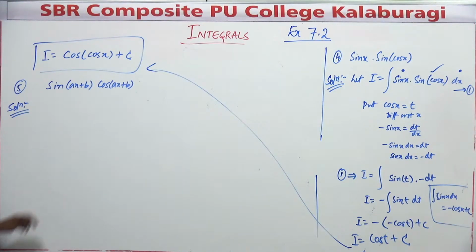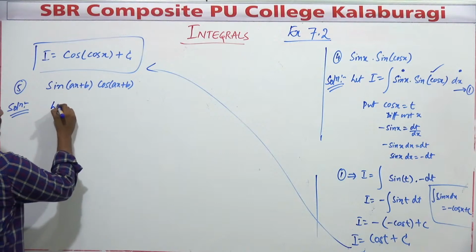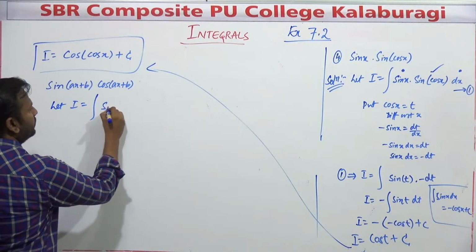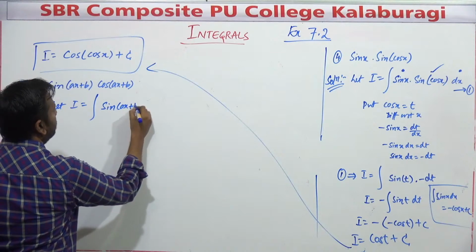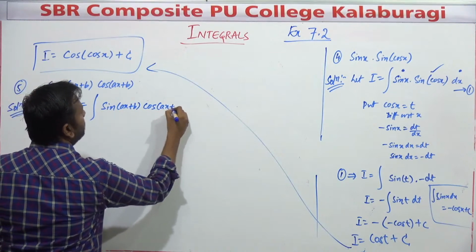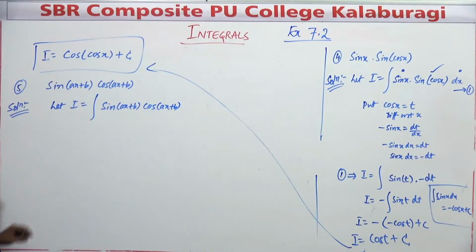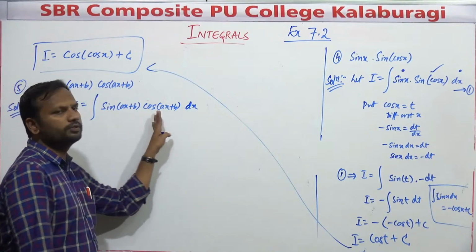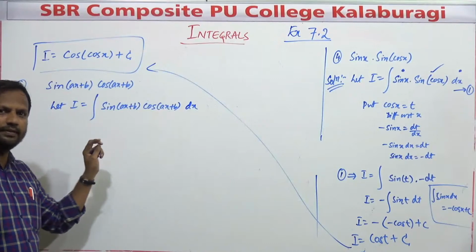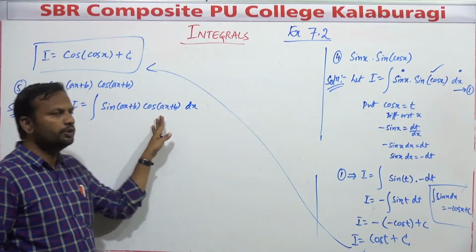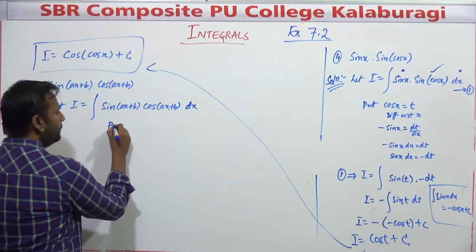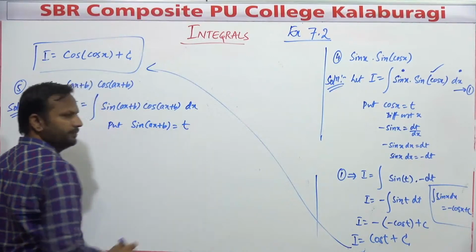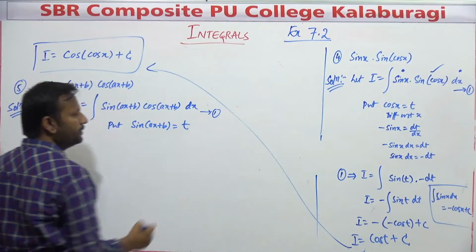Okay, students. Now you see here, whatever may be the question, consider it as I. I is what here? Integration of sin of ax plus b cos of ax plus b. Now we know the basic idea that sin x differentiation is cos x. So what we have to do? We have to make the substitution here. Put sin of ax plus b as t. Call it equation 1.